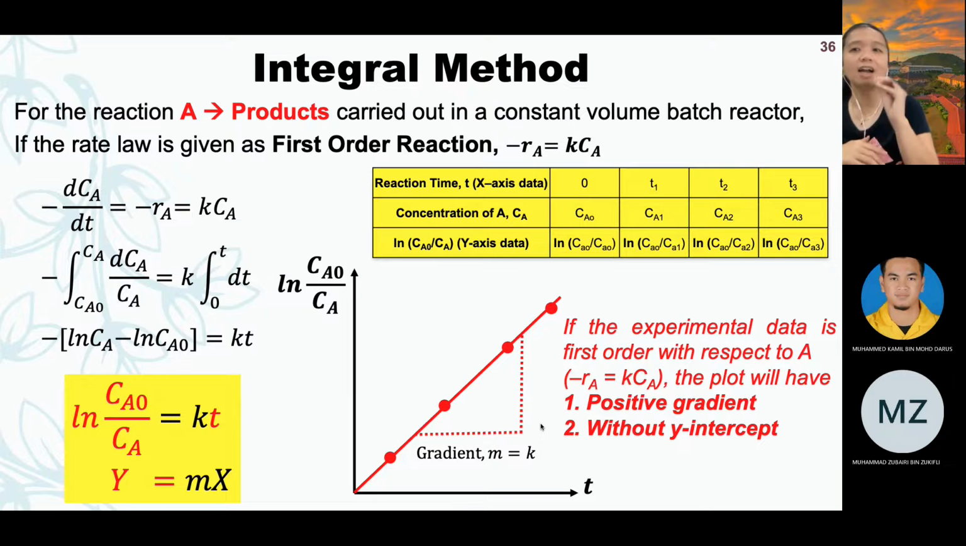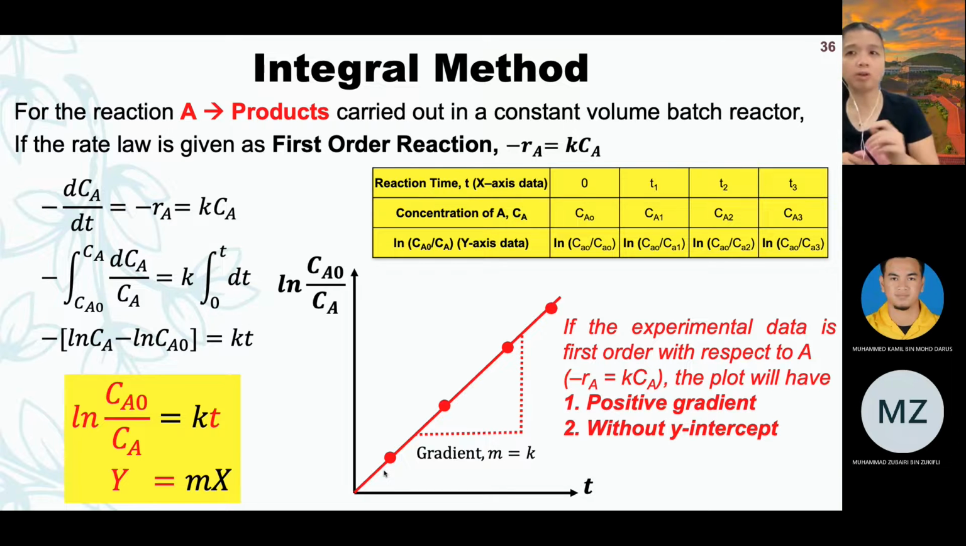Dia hanya kalau data kamu memang first order, only you will fulfill these two requirement, which is first. Again, dia mesti straight line, but now the straight line is with a positive gradient. So if you did not get a straight line of a positive gradient, it means your reaction is not first order. So kamu kena try lah zero order, kamu kena try second order, tengok balik. Second requirement, dia mesti without y-intercept ataupun y-intercept kamu adalah pada kosong.